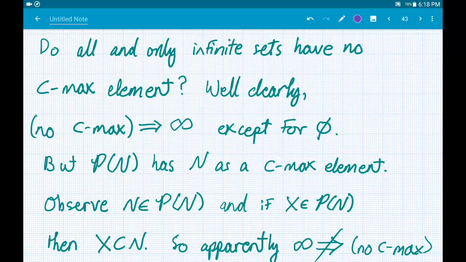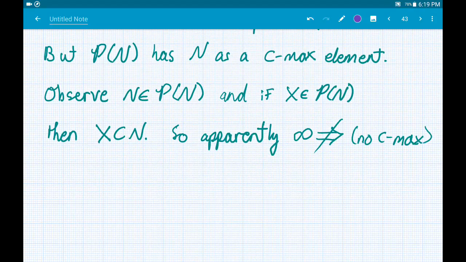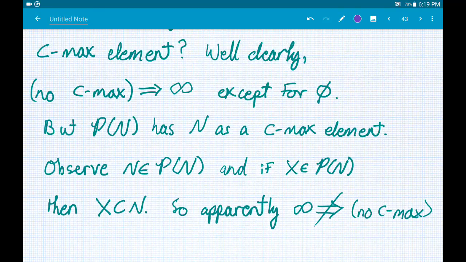However, if we look at the power set of N, that is clearly an infinite set, but I claim that it has a submax element, namely N itself. N is an element of the power set, and if you take any other element of the power set, N will contain it, almost by definition. So apparently here we have an example of an infinite set with a submax element. So the implication only goes one direction. We'll start getting into the exercises.